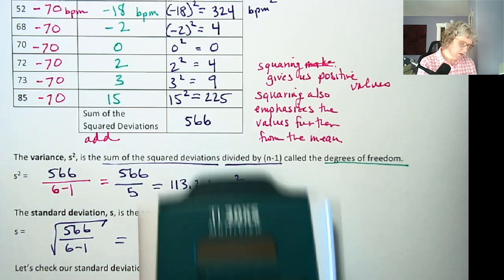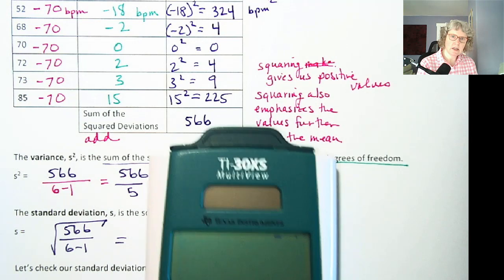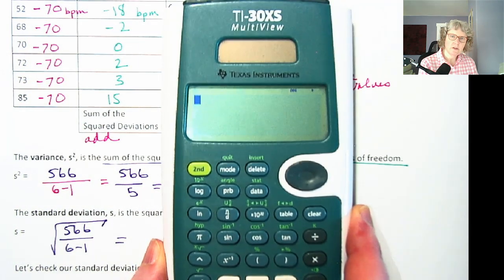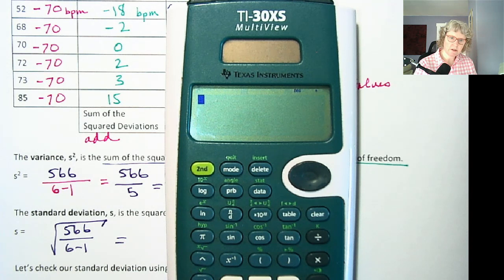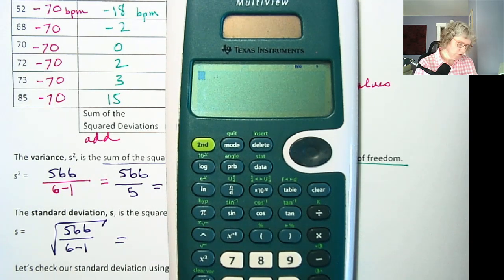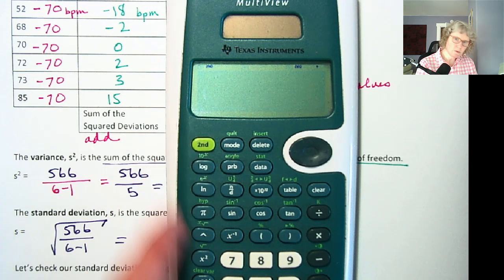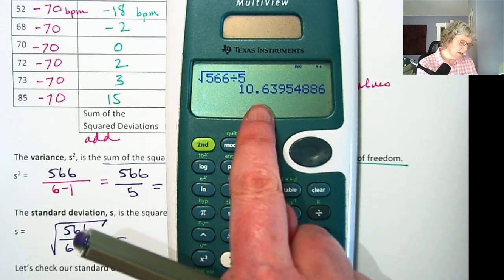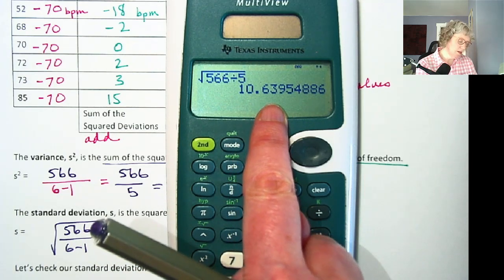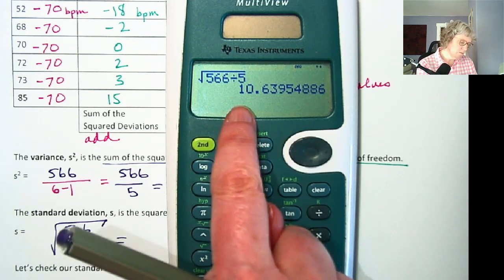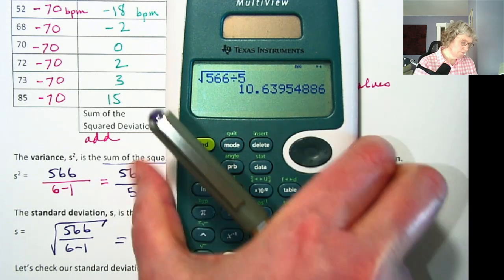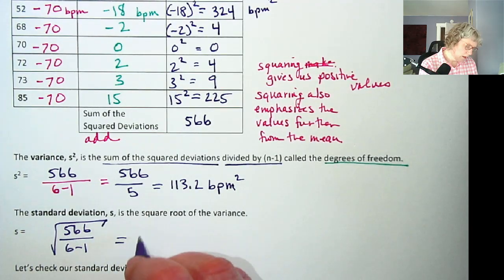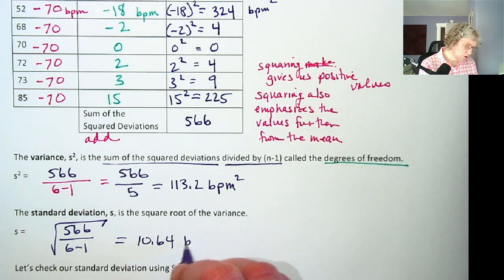If I do it that way, I would put it in my calculator like this. You can also use desmos.com for a calculator if you prefer that. I do have a square root button right here. So I do second square root, 566 divided by 5. And that is 10 point. Now remember I said 2 decimal places beyond the data. So I'm going to go 2 places: 10.64 beats per minute.